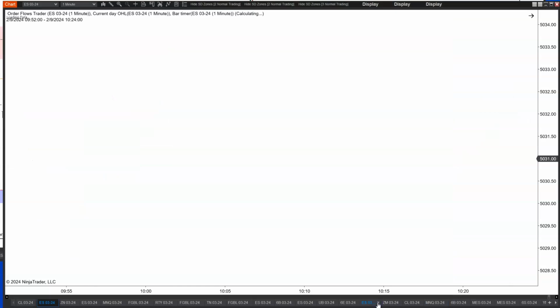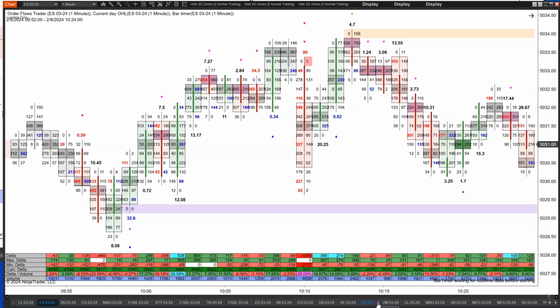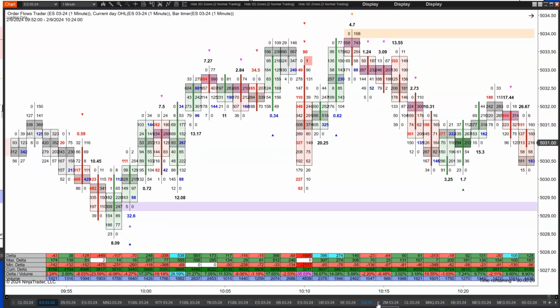Now again, the tools that you find in the Orderflows Trader software are tools that I use in trading, and that's the whole reason why I developed the Orderflows Trader software. I'm not a programmer. I pay a programmer to put all this stuff in there because these are things that I look for in the order flow. And what do we have here?